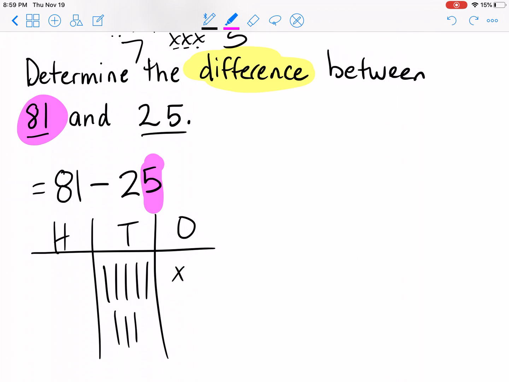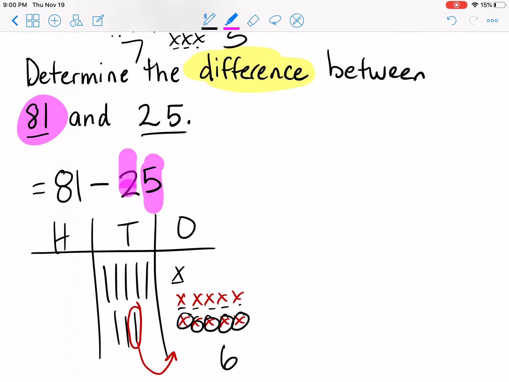So I'm going to need to regroup. I'm going to go get one of these 10s. Going to explode that 10 into 10 ones. And now I can take away 5. Because now I have 11, I'm going to take away 5. 1, 2, 3, 4, 5. I have 1, 2, 3, 4, 5, 6 remaining.